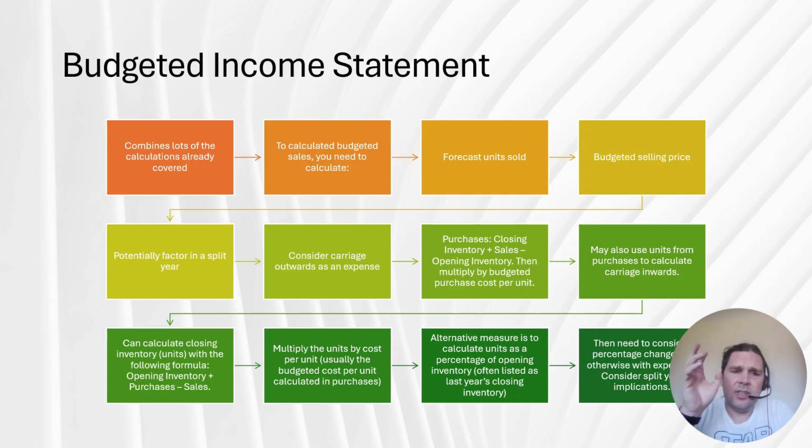And so what it does, it combines a lot of the calculations you've already covered. So all the other budgets that you understand and can appreciate, you bring all together in one go, which is why this is a useful one. So the budgeted financial statements, so that's the budgeted income statement and the budget statement of financial position, are often called the master budgets.